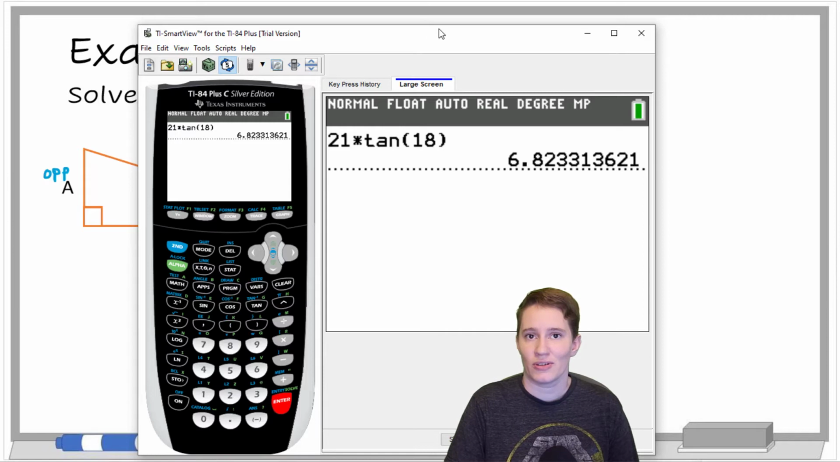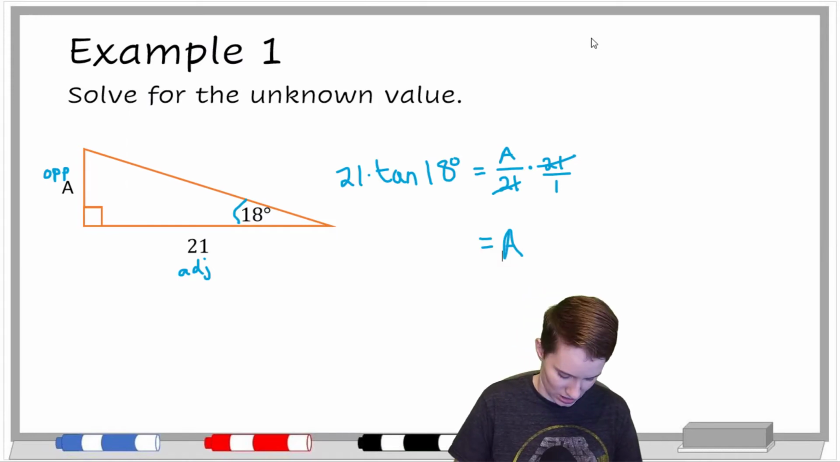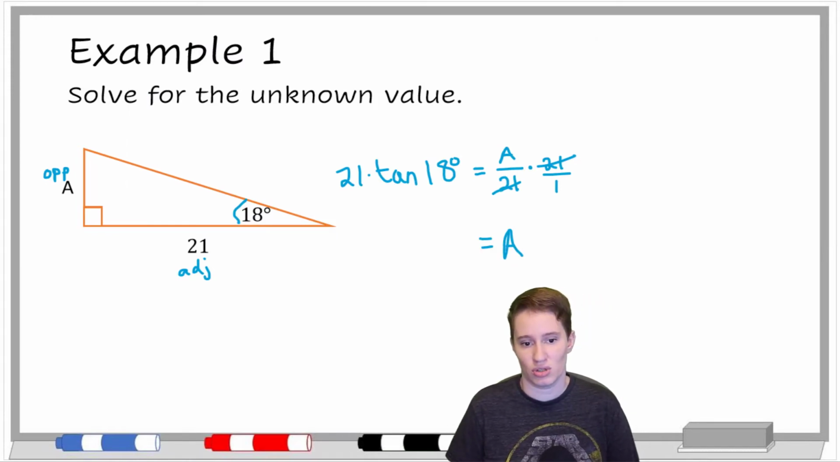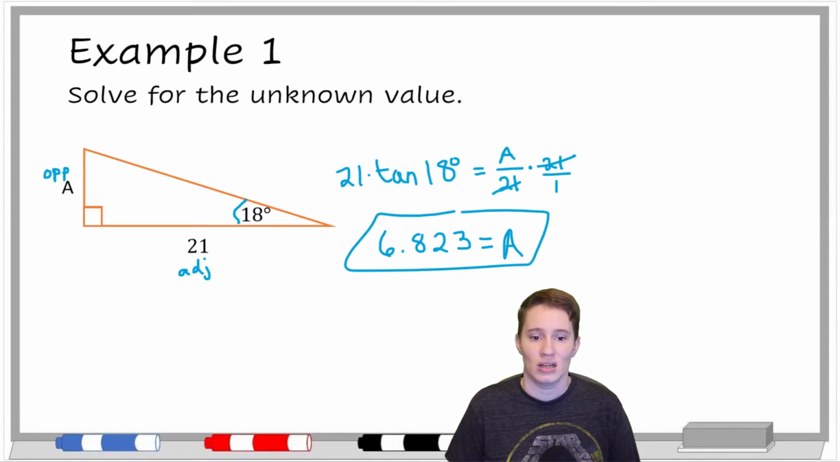So this does not specify what we need to round to. So I'm telling you right now, if something doesn't specify what to round to and you're in Precalculus or above, you should round to at least 2, maybe 3 decimal places. So I'm going to round to 3 here. 6.823 is my answer. There are no units given to me for this 21, so I do not need to put units either. Side A is 6.823.